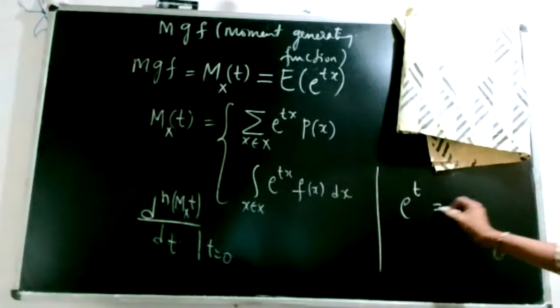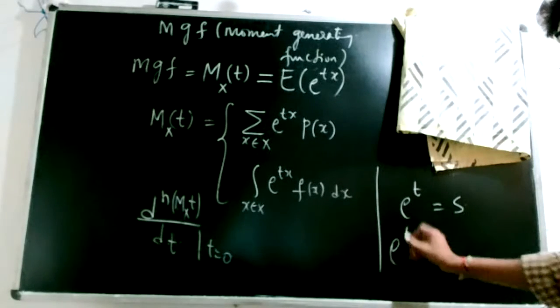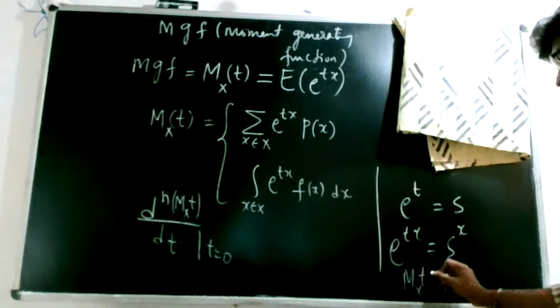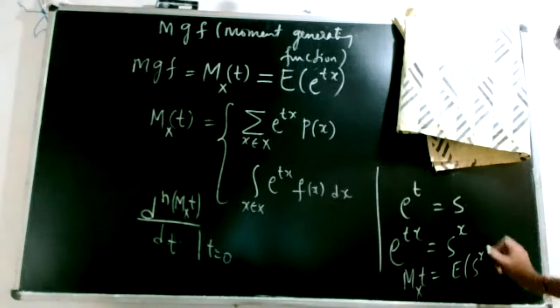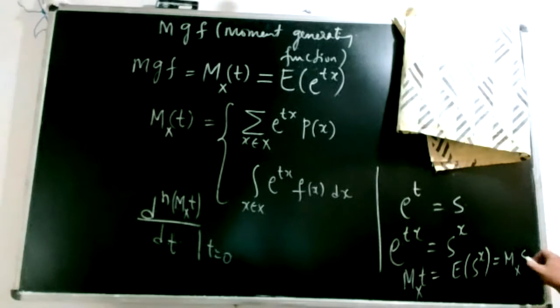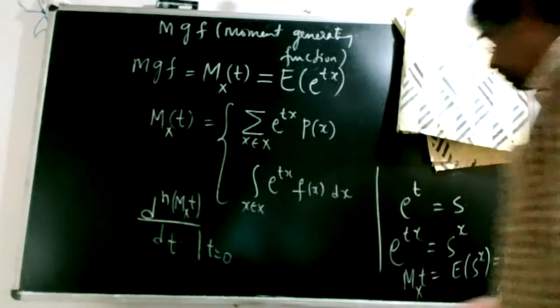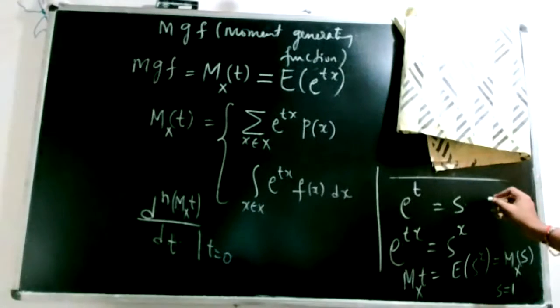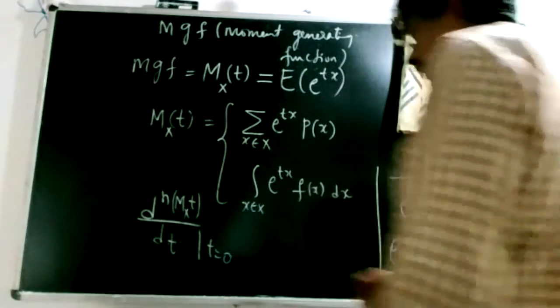Now in some cases e^t is defined as s, so e^(tx) becomes s^x. So the moment generating function thus becomes the expected value of s^x. And this will be a function of s rather than t. Instead of putting t equals 0 after differentiating, now we'll be putting s equal to 1 in order to simplify the moments. Now in the same case, if you put s equal to 0, this is also called the probability generating function.